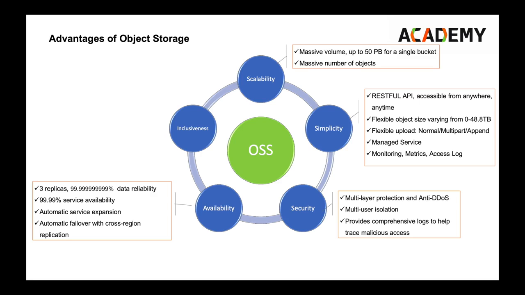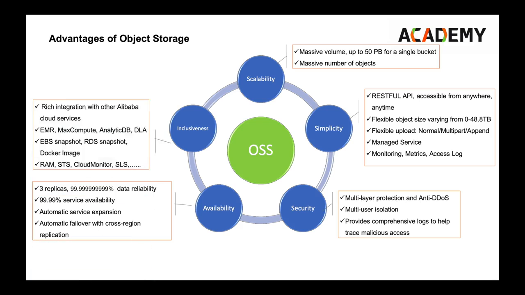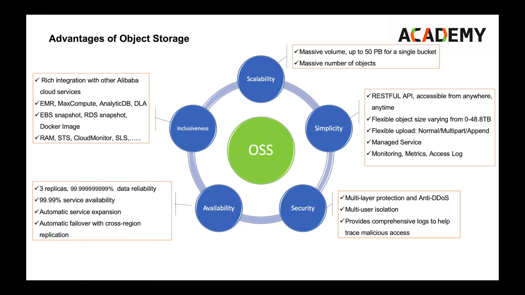And of course, the OSS service expands or grows its storage capacity automatically, so you don't need to worry about how that's going to be done. And if you choose to turn on cross-region replication, it's even possible to make copies of all of the data within a bucket into a bucket in another region, so your data can survive the failure of an entire region. And finally, there's inclusiveness. OSS integrates with both a variety of Alibaba Cloud's own services and can easily be integrated with third-party applications via its open HTTP API.